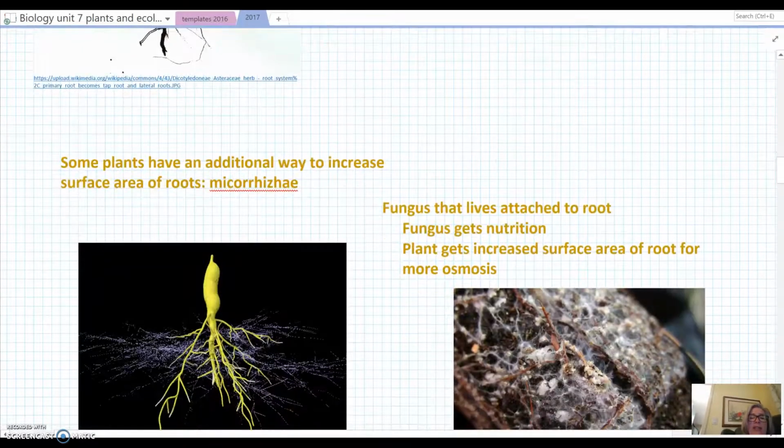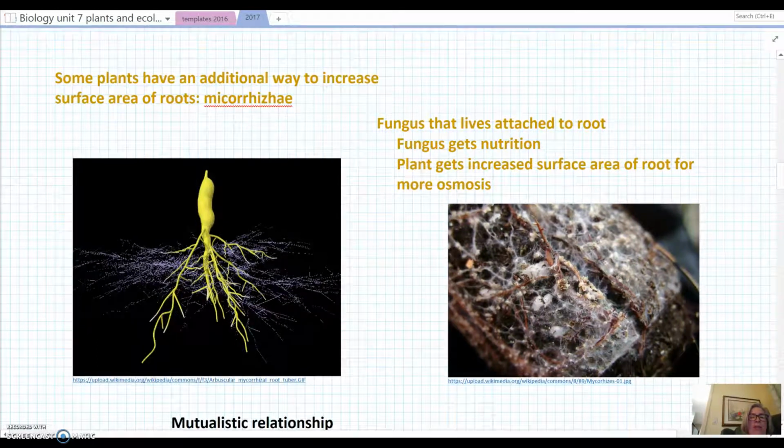Some plants have an additional way to increase the surface area of the roots, and that is they form a mutualistic relationship with a fungus called mycorrhizae. Pictured here is a green plant root with a large taproot, some lateral roots coming off the side, some root hairs, and then you can see this sort of gray, fuzzy bit around the roots. That's actually a fungus that is attached to the root and extending off from it.